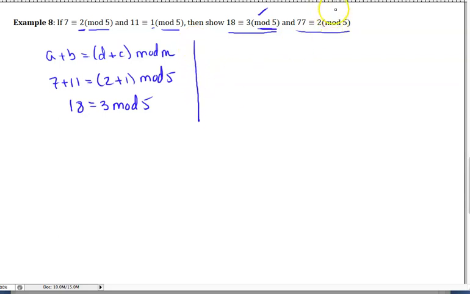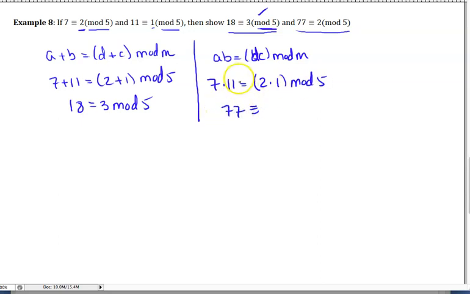All right, and for this one, we're going to multiply. So we're going to use the multiplication property. If I multiply 7 times 11, it should be congruent to 2 times 1 mod 5. So 77 is congruent to 2 mod 5.